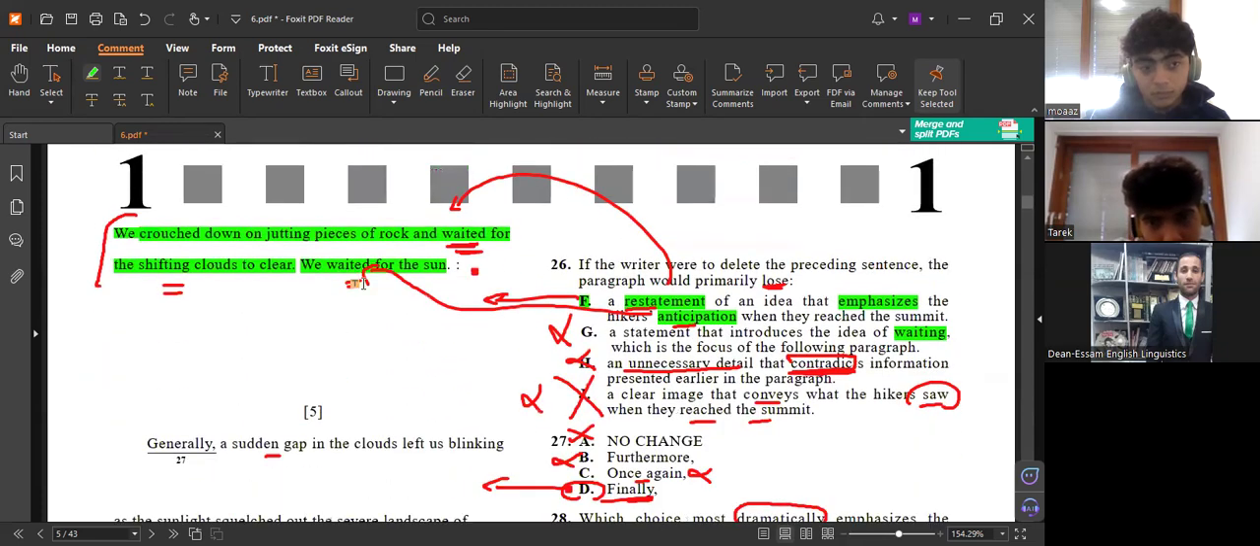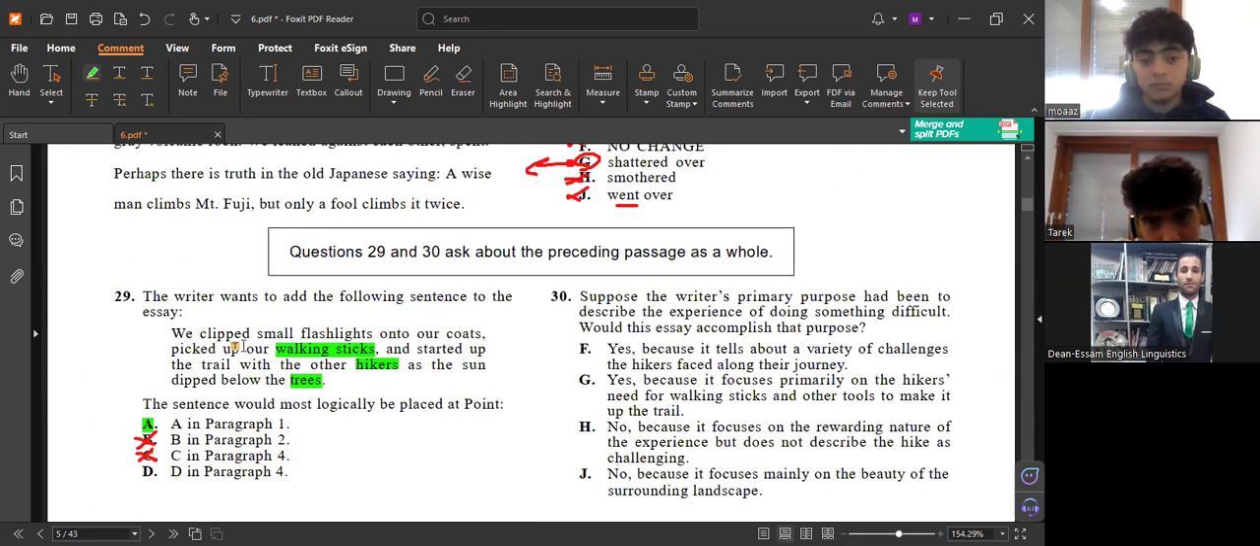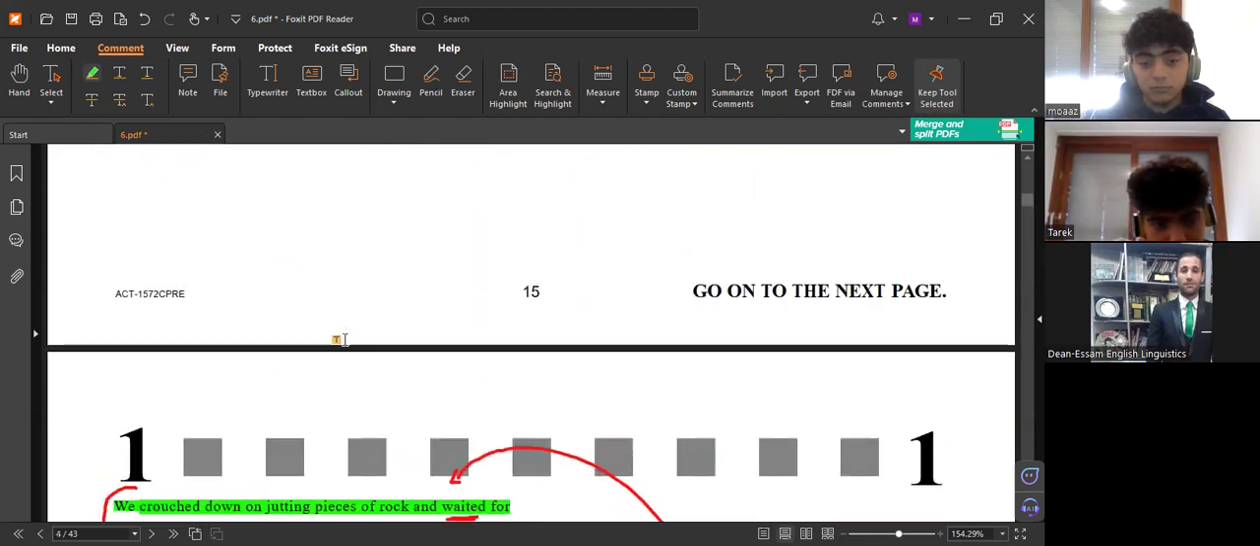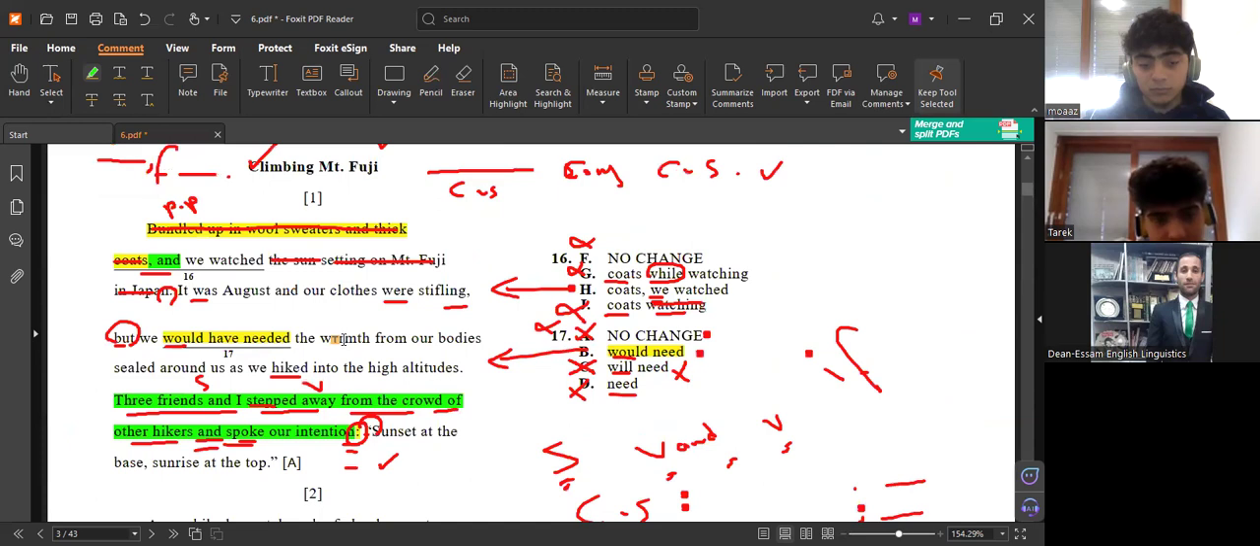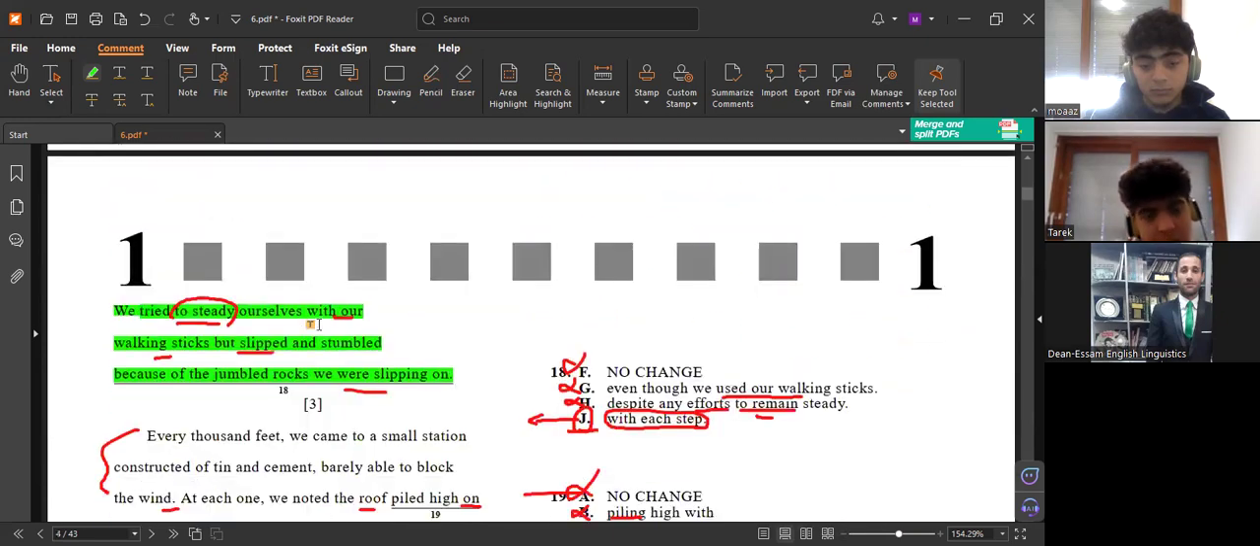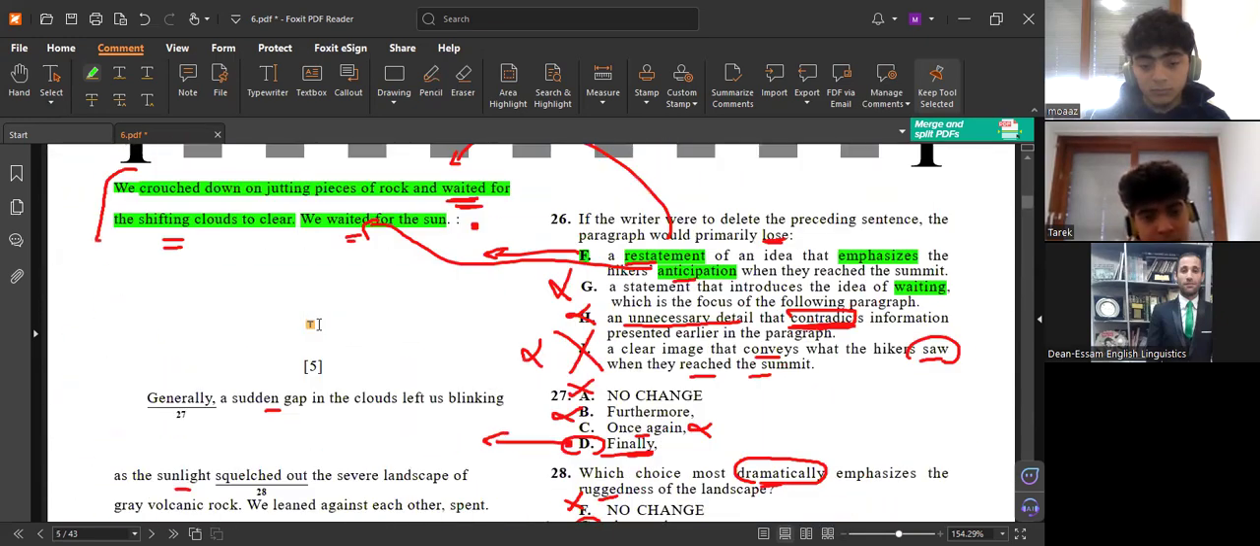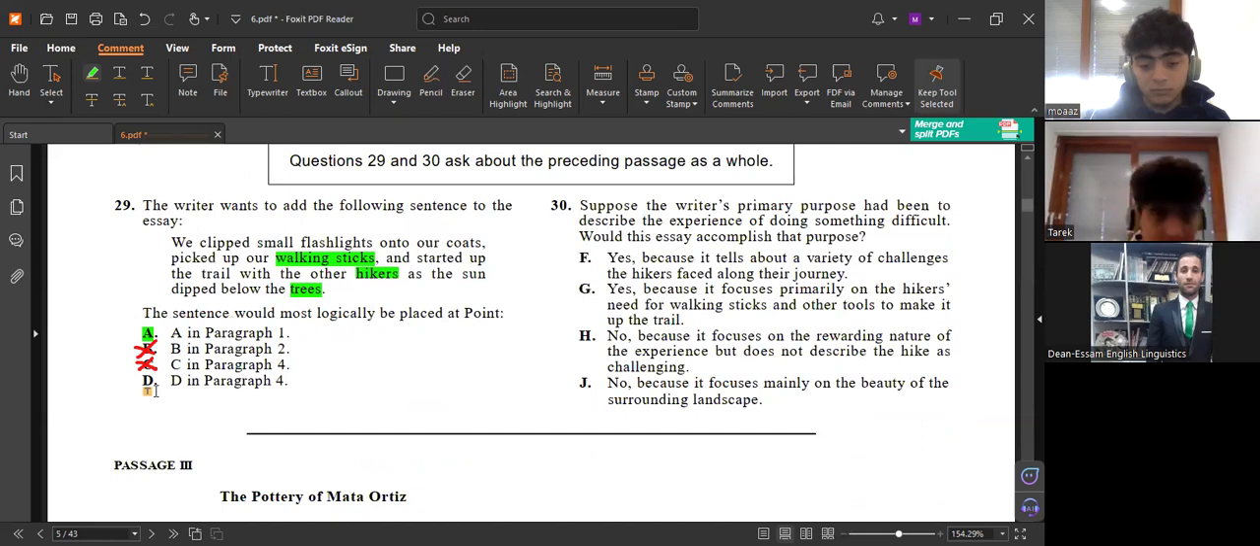We were waiting for the sun, and then we clipped small flashlights onto our coats. But how has this happened in the first paragraph? Look, a lot of details, as he mentioned here, coats. Do you remember? We have words about hiking actions, and they still climbed the high altitudes. Yes or no? So we have many ideas in number one to support the addition. But that means it must be letter A, not D.